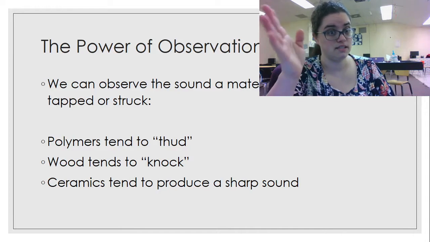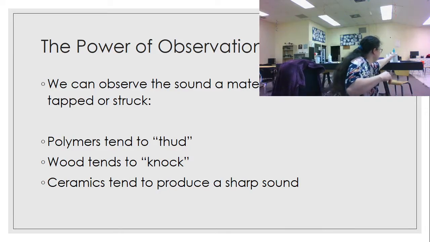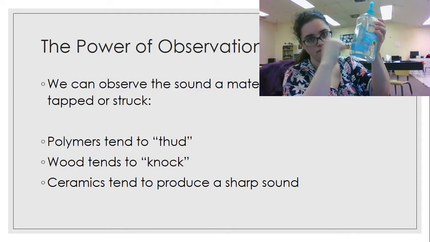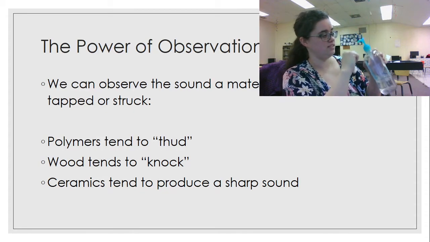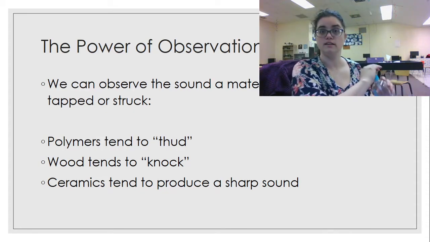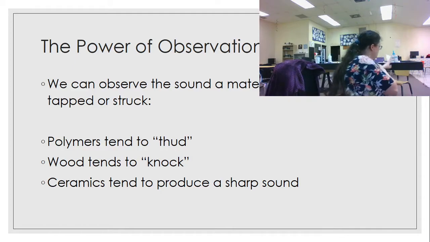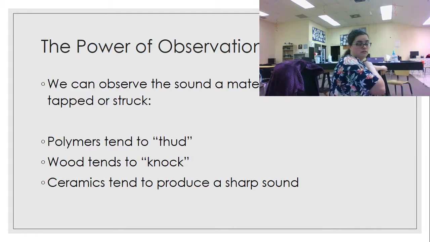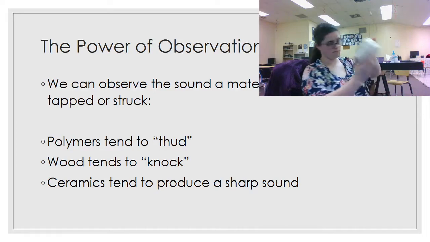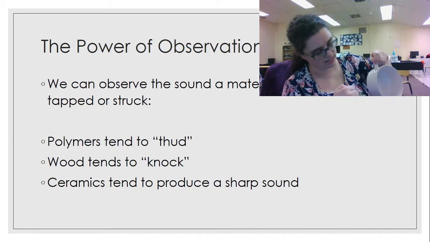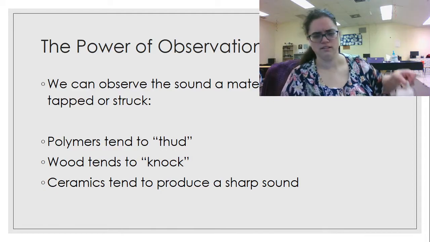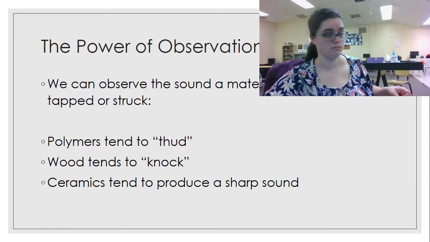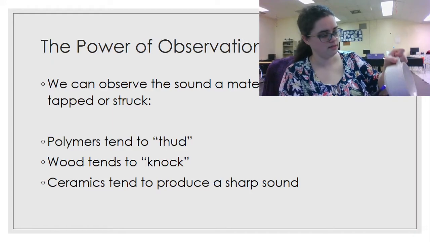Polymers, like plastics, tend to thud. And I did an example where I knocked on this bottle. Of course, it sounds different depending on where you hit it and how. So wood tends to make a knock. And ceramics, and I brought this out because I had a ceramic dish. Ceramics tend to make a sharp sound. I don't know if you're going to be able to hear it. It has a sharp noise. Let's see if I can hit it with something that's not going to break it. I got a pencil under my computer holding it up.